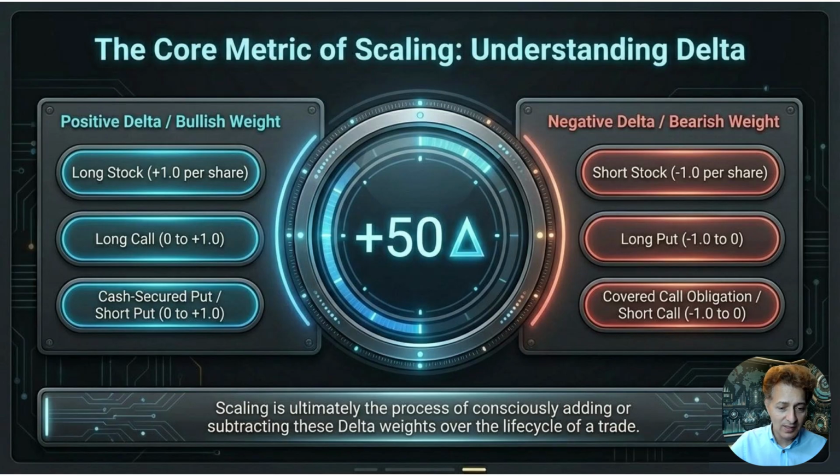1 share is 1 delta, 100 shares is 100 delta. Whereas an option may have a delta, like a call may have a delta between 0 to 1. So let's say you buy a call with a delta of 0.3. 0.3 times 100 is 30 delta. So a long call may have 30 delta. A stock position, 100 shares of stock, has 100 delta.